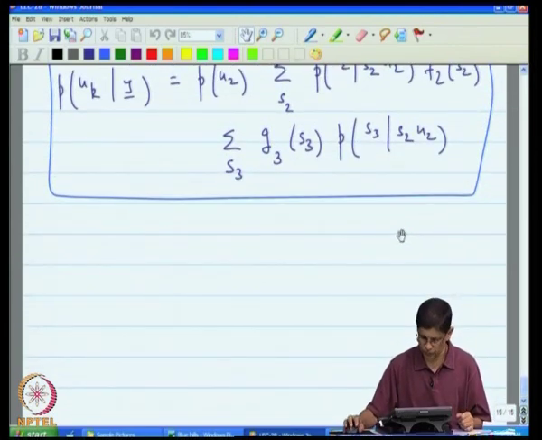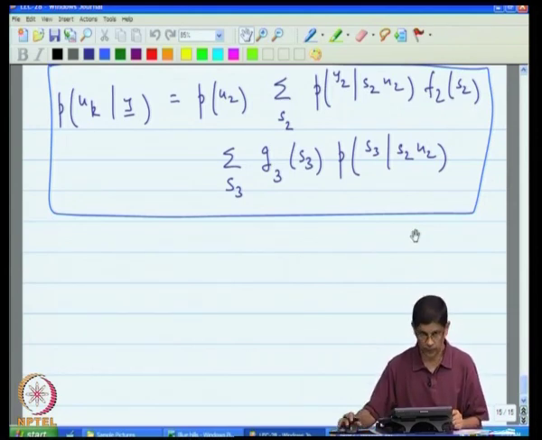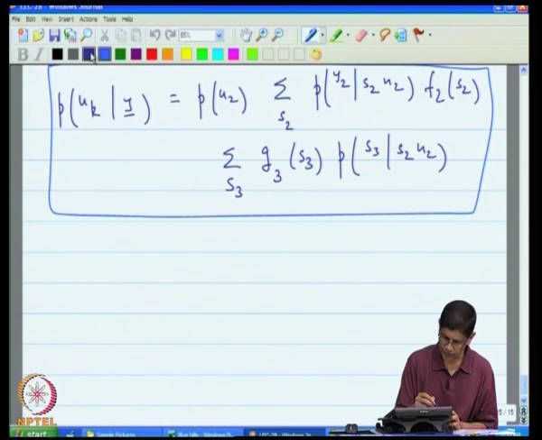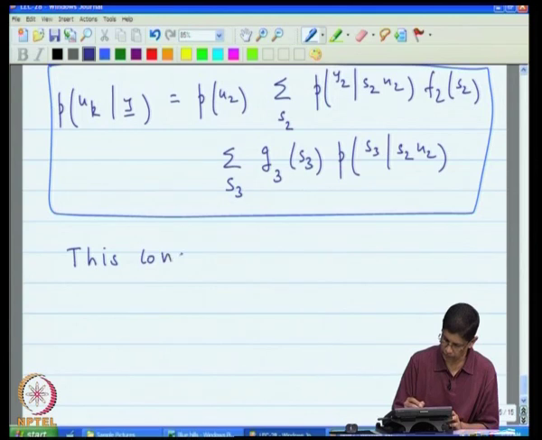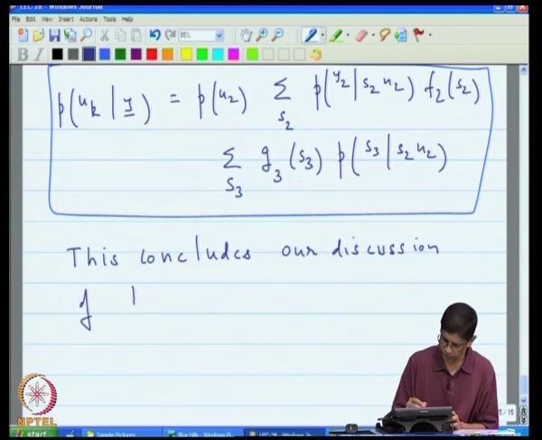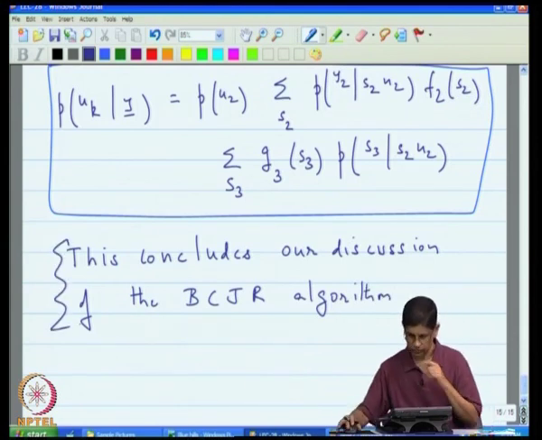However, what I might do is just add a note here. Since you will have access to these notes, I do not think there is any harm in that. So, we will just say that this concludes our discussion of the BCJR algorithm. Okay.